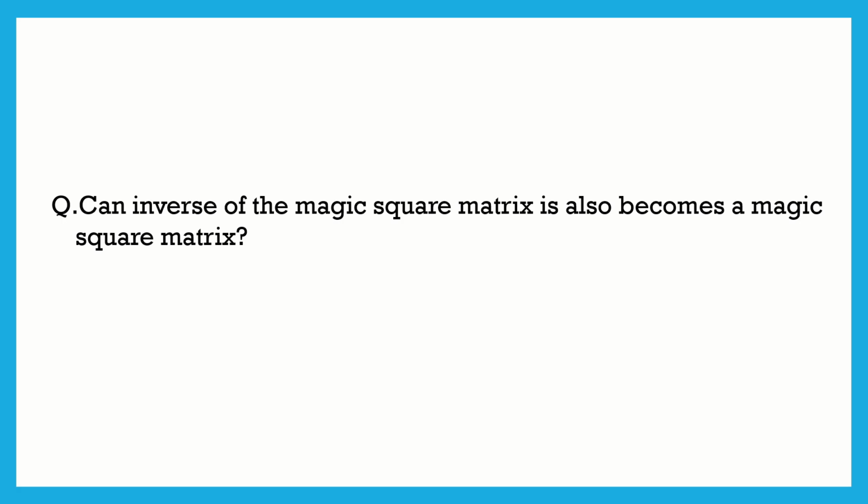So you see there is a question. If you are able to read what is written, it's a very interesting thing. Can the inverse of a magic square matrix also become a magic square matrix? So what did you understand from this question? I think it's a very new type of question. You haven't felt this question before.